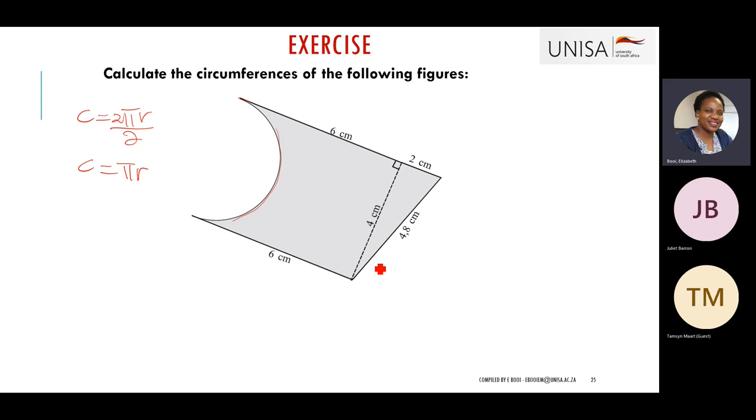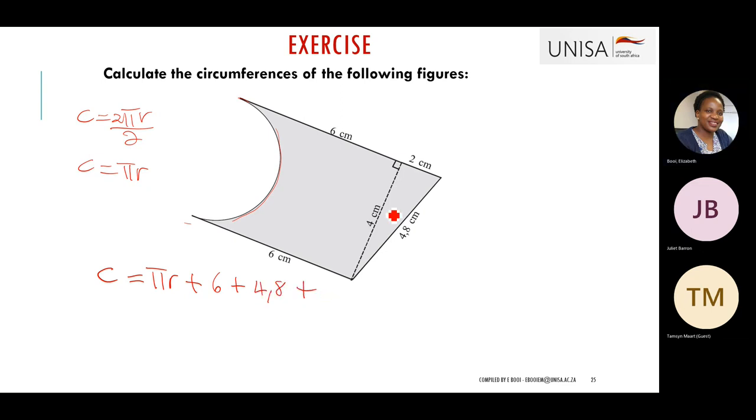So in order for us to add the circumference of this whole picture that we have, and they say we need to calculate the circumference of the following figure, then we're going to calculate the circumference by adding this piece that we have, which is pi r plus 6 centimeters. Let me remove the centimeters. We will deal with them when we're done. 6 plus, we also need this length, which is 4.8 plus, we also need to remember this, it is 2 centimeters. So I don't want the centimeters, plus the 6 centimeters, plus another 6 centimeters.